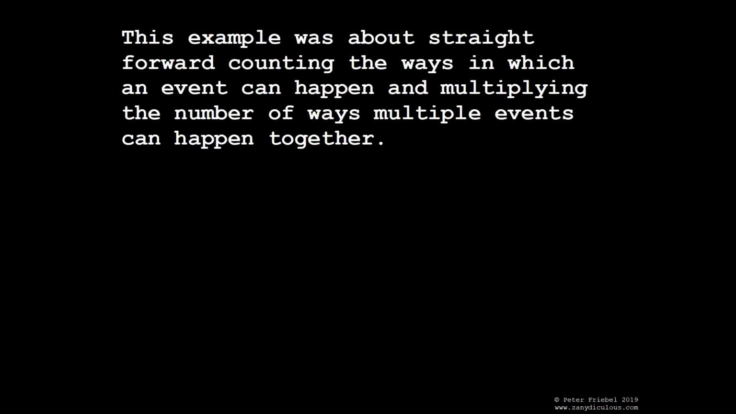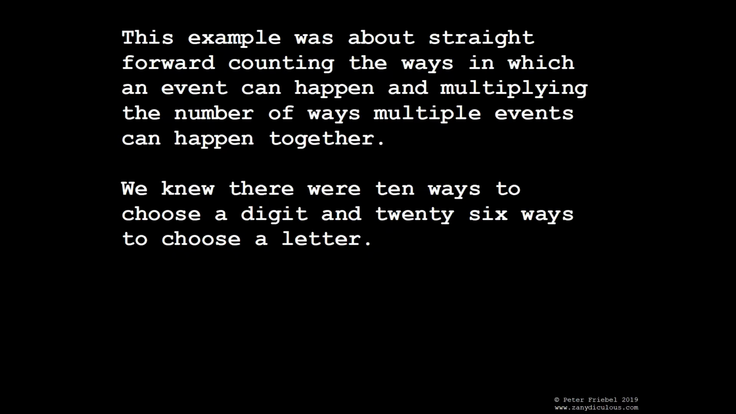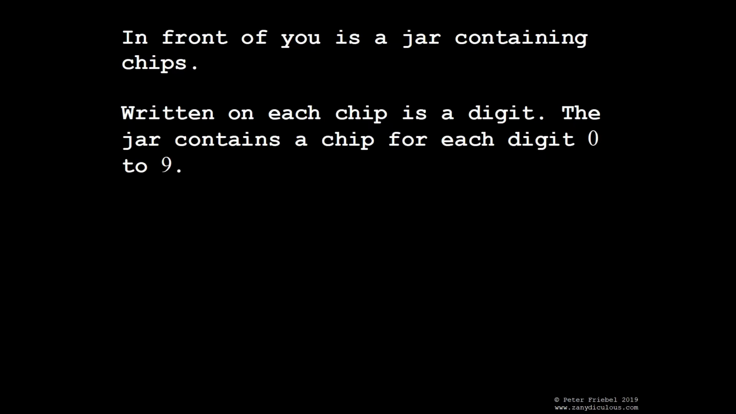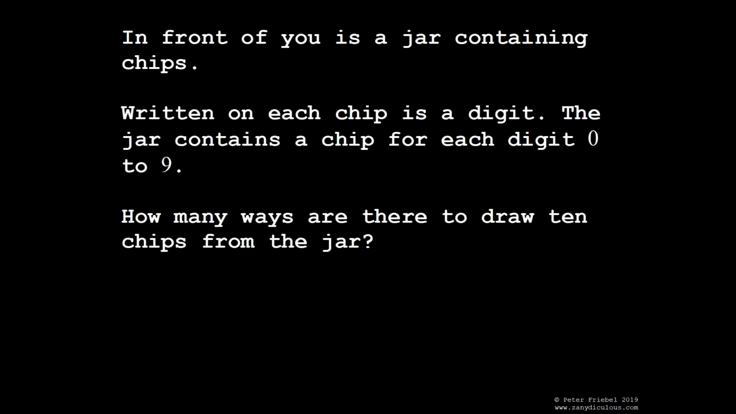This example was about straightforward counting the ways in which an event can happen and multiplying the number of ways multiple events can happen together. We knew there were 10 ways to choose a digit and then 26 ways to choose a letter. Now consider this. In front of you is a jar containing chips. Written on each chip is a digit. The jar contains a chip for each digit 0 to 9. How many ways are there to draw 10 chips from the jar?